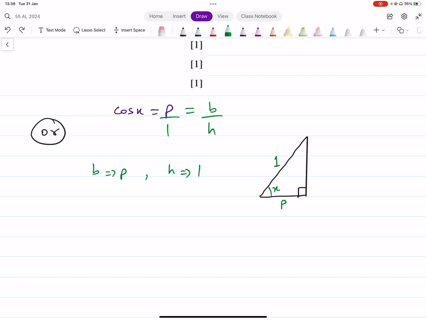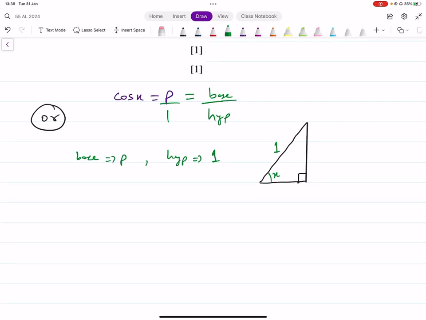Now, can we find the perpendicular using this? Let me actually write down the whole thing. This is base over hypotenuse. So we are basically getting that base equals P here and the hypotenuse equals 1 in this case. What about the perpendicular? Can we find that? It's a right angle triangle. We can use Pythagoras and use that to find this perpendicular.